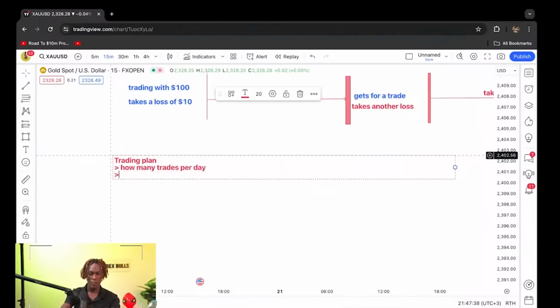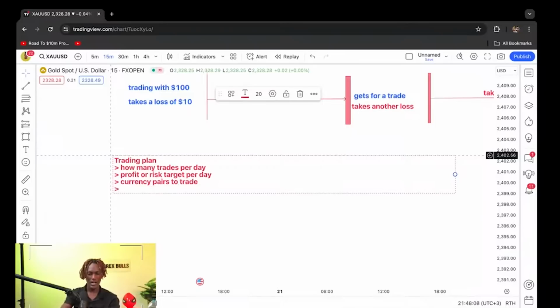Profit target. So we shall have profit, or risk rather, target per day. Which currency pairs am I supposed to trade? Currency pairs to trade. Okay.